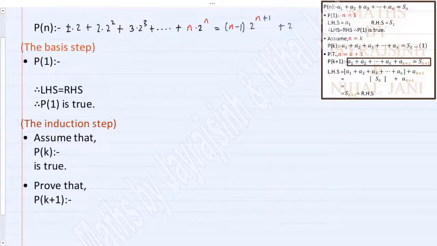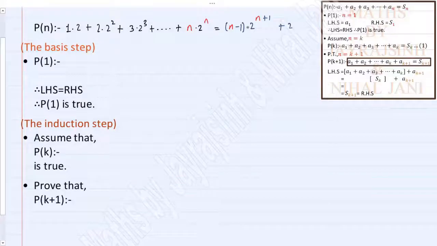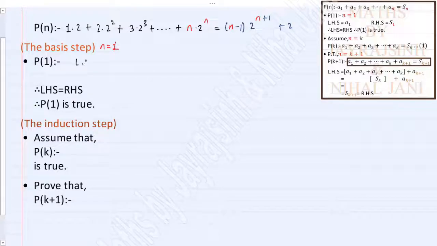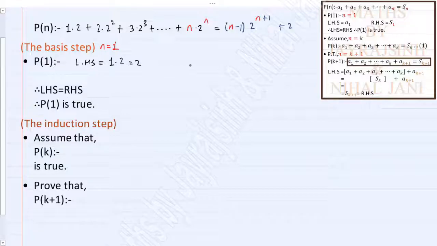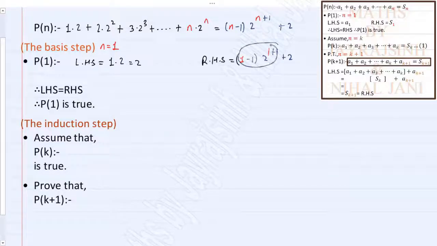P of n is 1 into 2, 2 into 2 square, 3 into 2 cube, up to n into 2 raised to n is equal to n minus 1 into 2 raised to n plus 1 plus 2. Let's begin with the basic step. N is equal to 1. Left hand side: 1 into 2 will give us 2. Okay, now what about right hand side? So your first term will be 0, so it will give us 2. So left hand side is equal to right hand side.